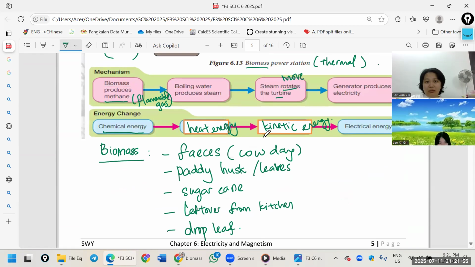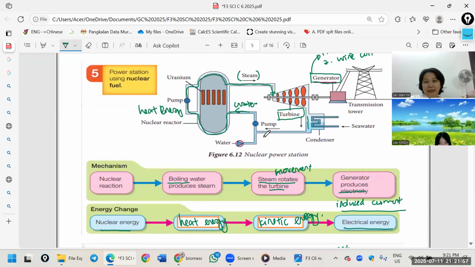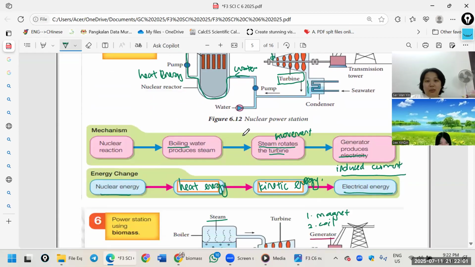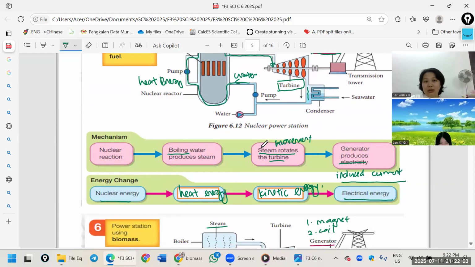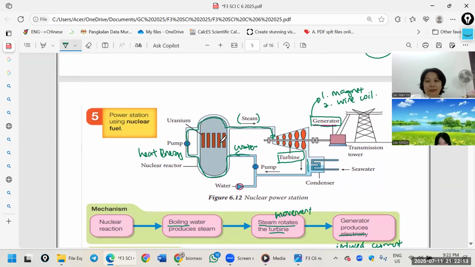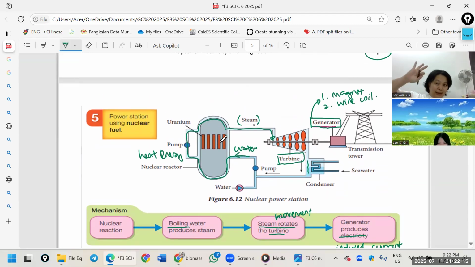Okay, so that's all for the power plant. Now what I want to ask is, what is their energy? So I'll show you the diagram. You tell me one by one, from what energy to what energy. Okay? Okay, I give you 1 minute.